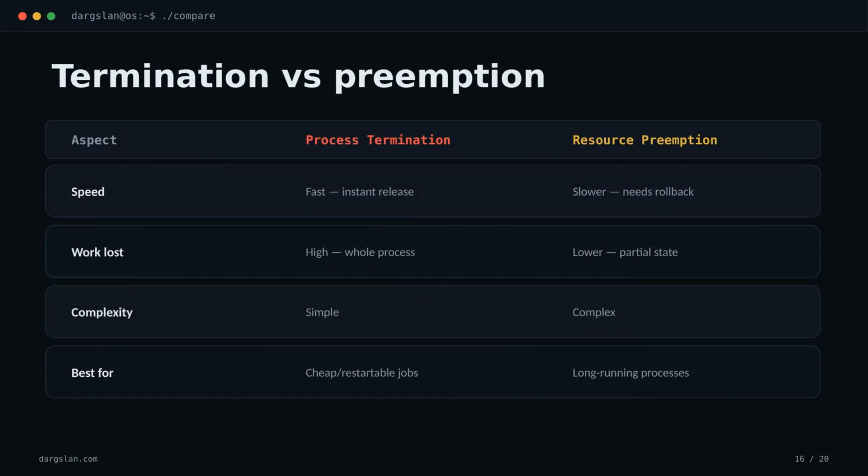With both strategies on the table, it's worth putting them side by side. Termination is fast and simple. You kill the process, resources come back instantly, but you throw away all of its work, so it fits cheap, restartable jobs best. Preemption is slower and more complex because you have to roll state back carefully, but you save more of the work, which makes it the better choice for long-running processes you really don't want to lose.